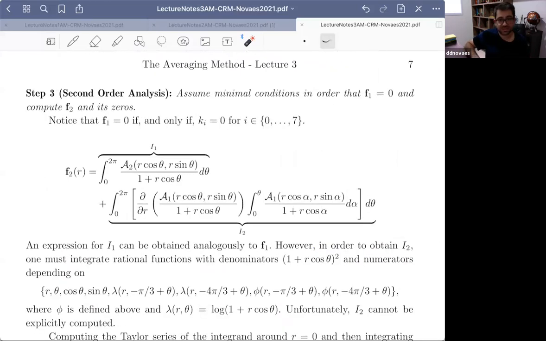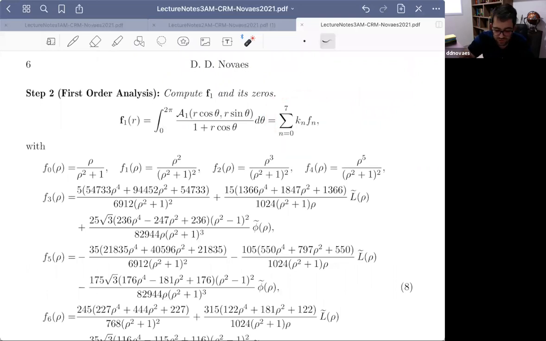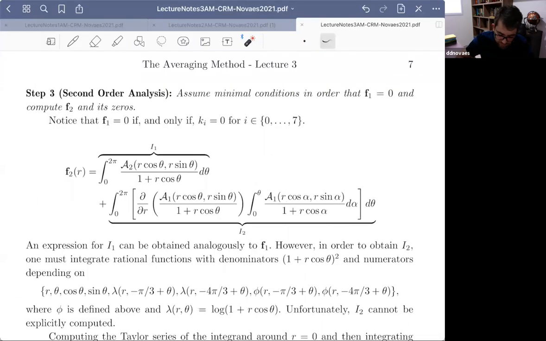Then, after that, we pass to a second order analysis. In order to do that, we have to assume minimal conditions in order to ensure that the first order averaging function vanishes. Notice that since the first order average function is given by this sum, this function is identically 0 if and only if all these coefficients are 0. So here are the minimal conditions in order for F1 to be identically 0.